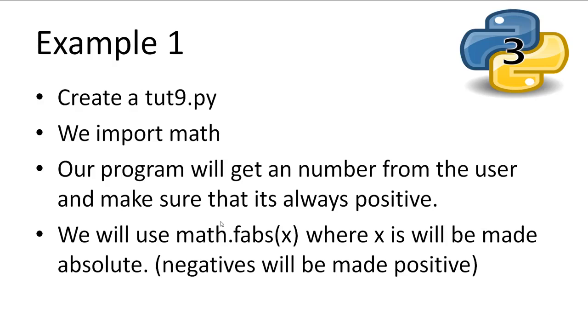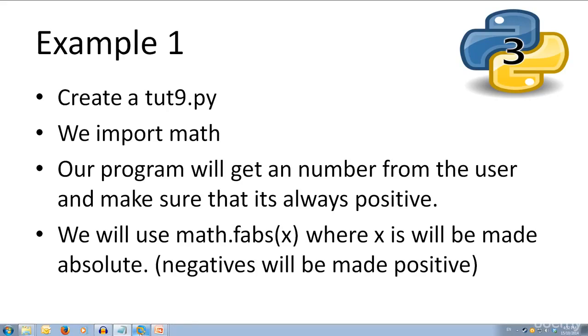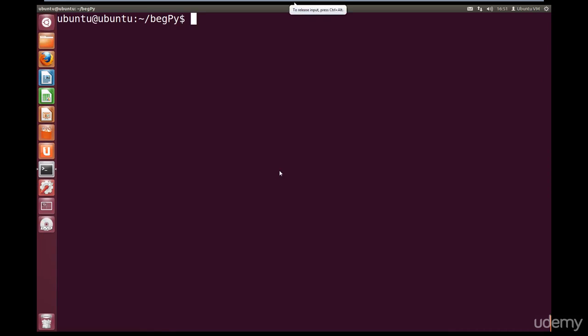So let's create our toot9.py and start coding. Our program is going to use the function fabs from the math library. This function will turn negatives to positives by dropping the negative sign. Okay, so let's get into coding. Let's jump over to Ubuntu and create our file.